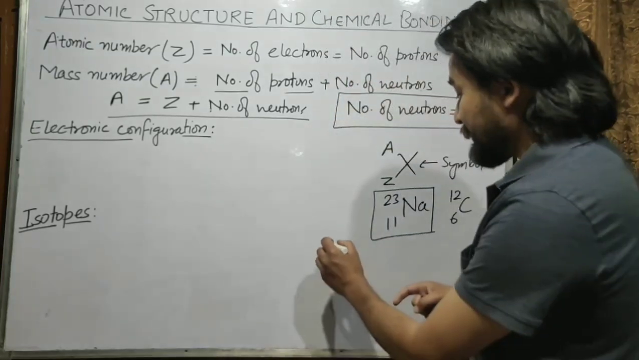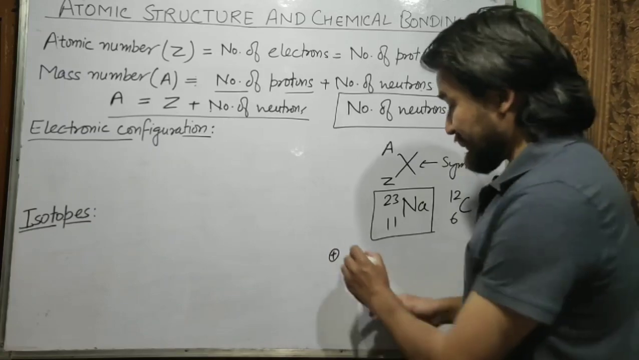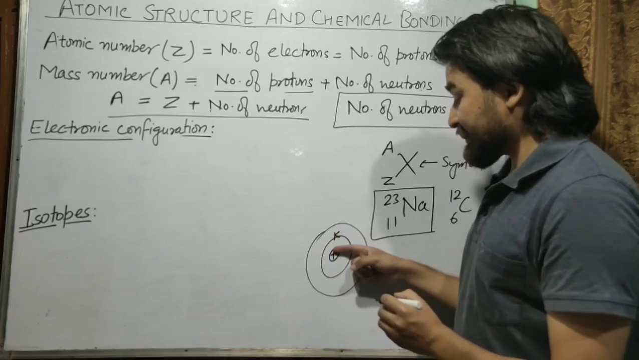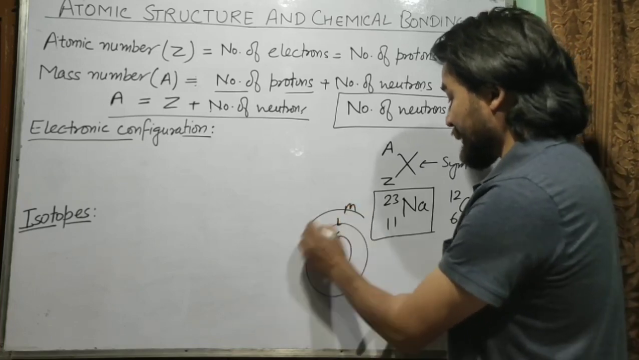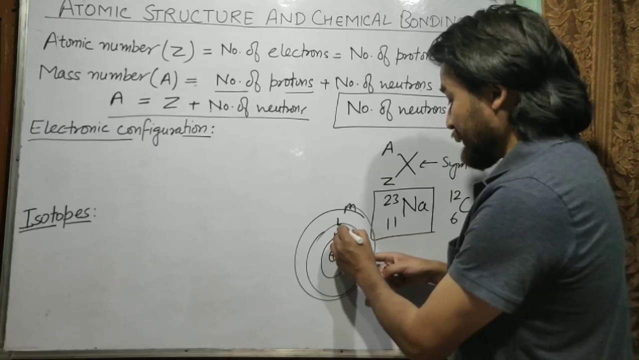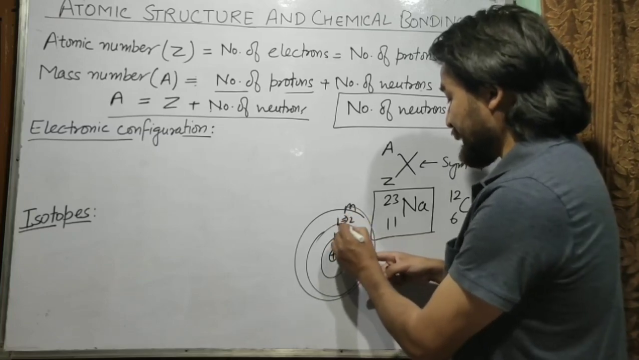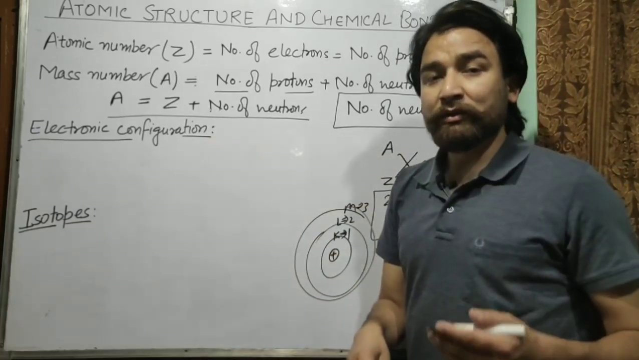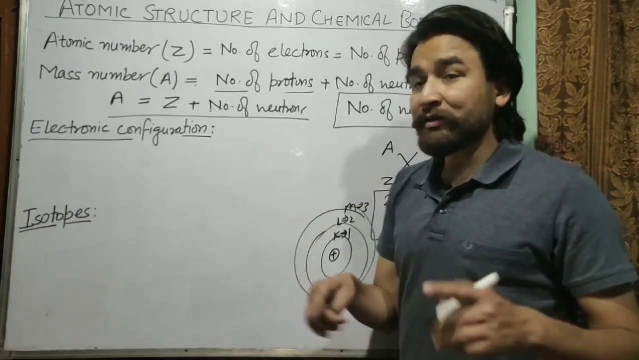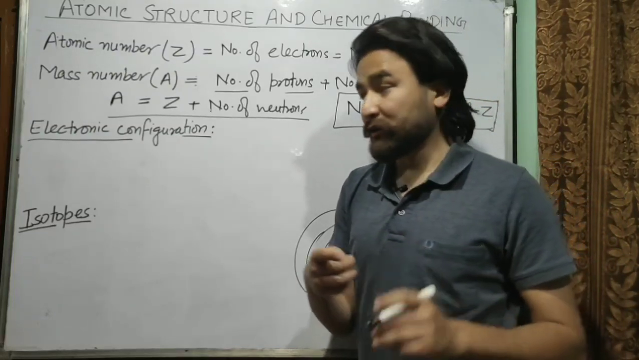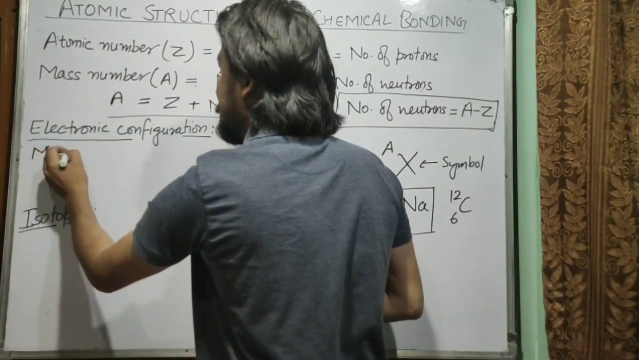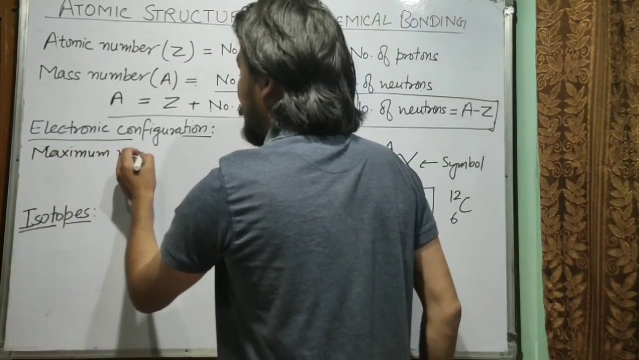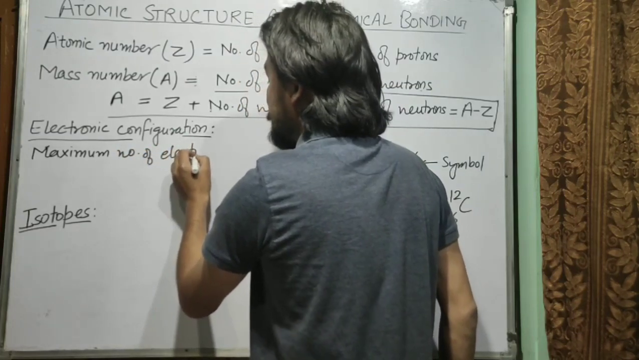Electronic configuration means arrangement of electrons in the shells of an atom. As you know that an atom consists of nucleus at the center, and then it has different shells. The first shell, that is represented as K, then L, then third is M, fourth is N, and so on. So K, that is first shell, L, that is second shell, M, that is third shell, and so on. So what are the rules? Those you have to remember. The first rule is for the maximum number of electrons. Maximum number of electrons in the shell is equal to 2n square. Now what is n?